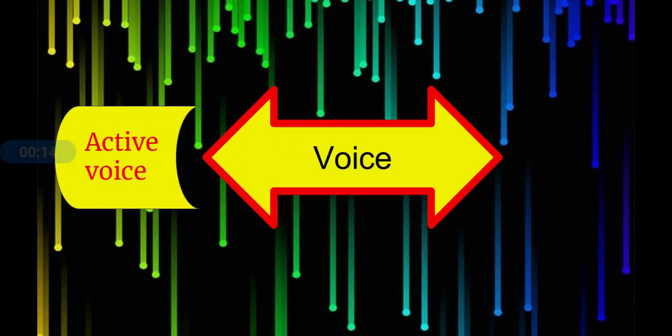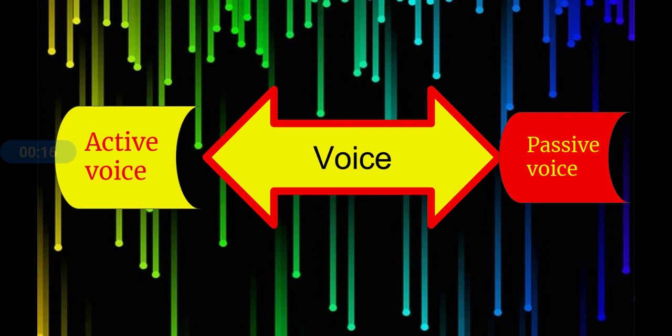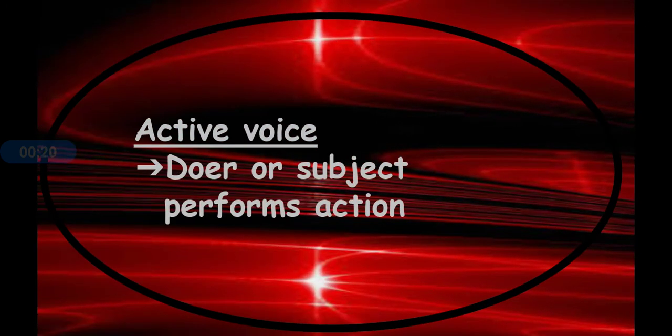Let's learn about active and passive voice. Let us know what is active voice first. If a doer or subject performs an action, it is called active voice. Doer is given more importance here.